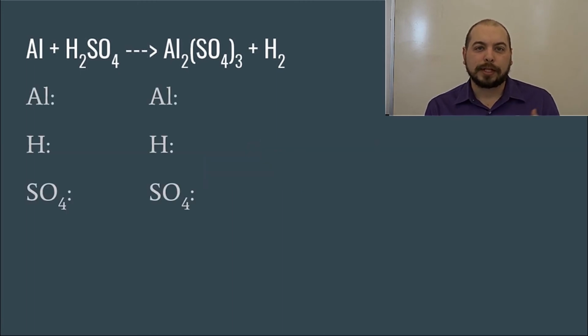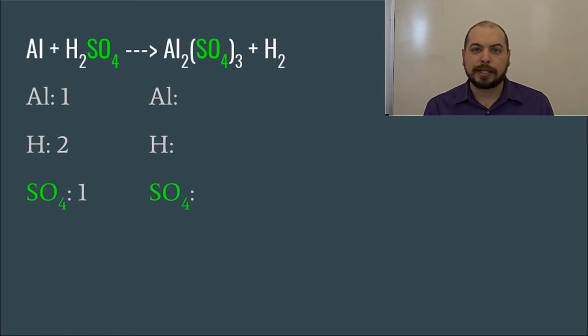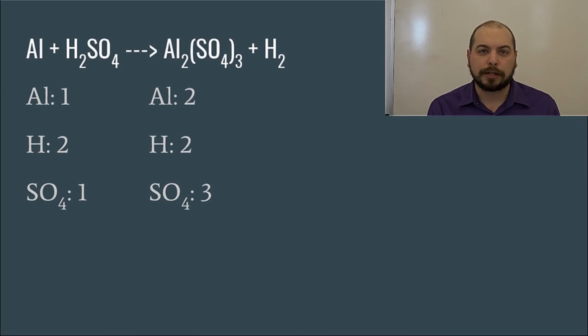Alright, so let's solve this one together. Again, we want to write the elements underneath each chemical equation. So on the left side, we have 1 aluminum, 2 hydrogens, and 1 sulfate. Now we can use sulfate together because if you look on the left side and the right side, it stays the same, and it never breaks up. So we can use sulfate just as a singular thing because of that fact. So we have 1 sulfate on the left. On the right side, we have 2 aluminums, 3 sulfates, and we have 2 hydrogen atoms.